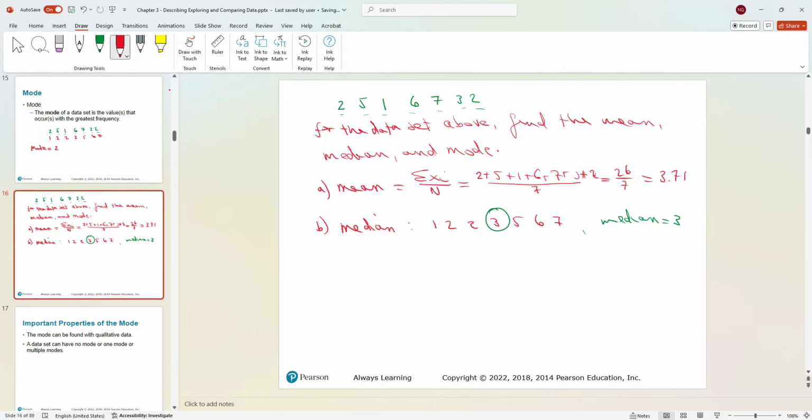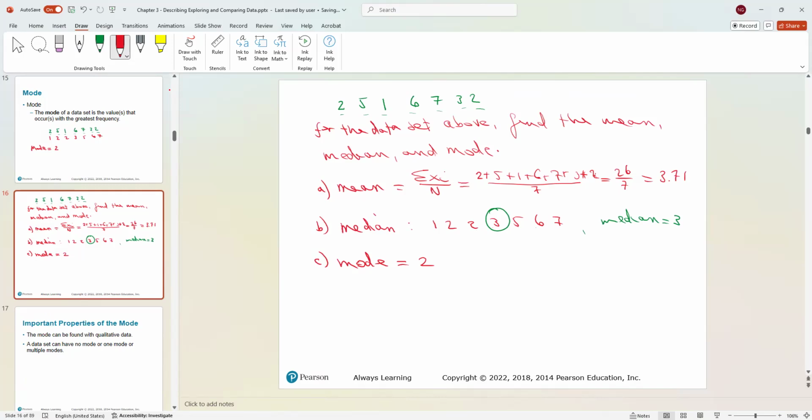Now, the third question, find the mode. Remember, the mode is the data with the highest frequency. The data that is repeated the most is 2. So these 3 pieces of information we call measures of central tendency. Of course, each of them has its own particularity.